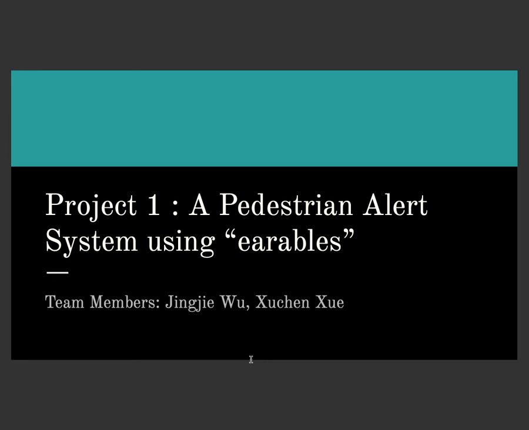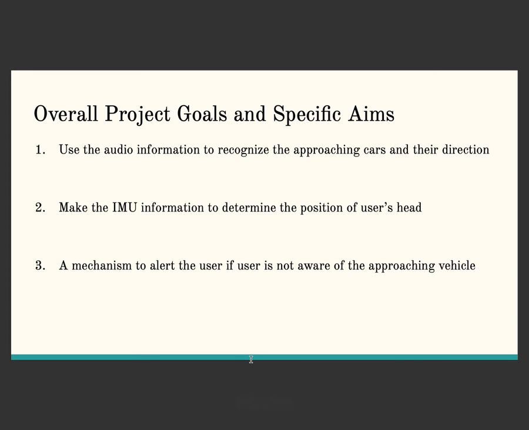So, that's team one. Our topic is the pedestrian alert system using wearables. The main goal of our project is using the audio information to recognize approaching cars and their direction, and then use the IMU information to determine the position of the user's head, and then develop a mechanism to alert the user if the user is not aware of approaching cars. The most challenging part is the first one, so this presentation is going to mainly focus on the first goal of our project.